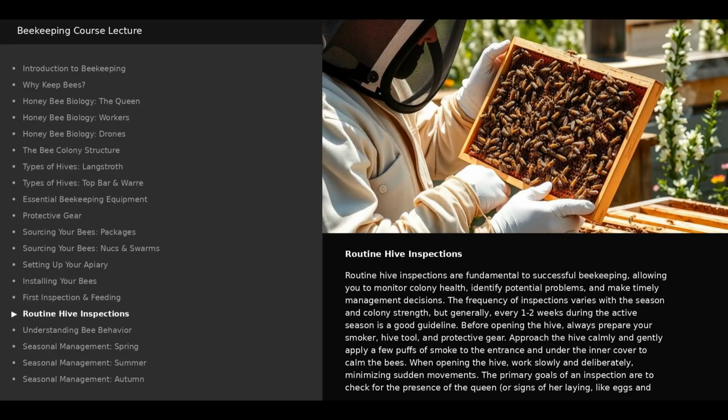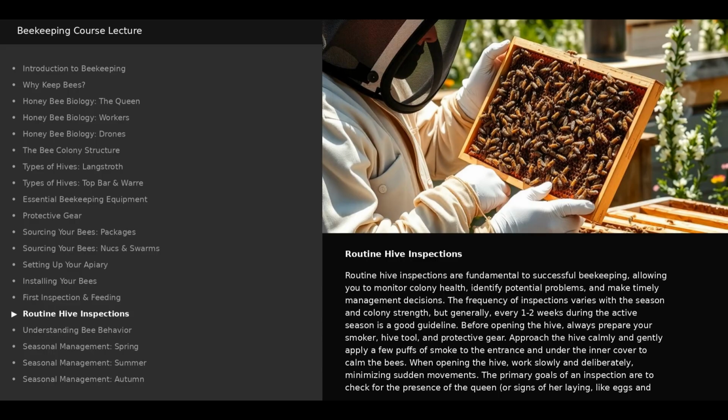Routine hive inspections. Routine hive inspections are fundamental to successful beekeeping, allowing you to monitor colony health, identify potential problems, and make timely management decisions. The frequency of inspections varies with the season and colony strength, but generally, every 1 to 2 weeks during the active season is a good guideline. Before opening the hive, always prepare your smoker, hive tool, and protective gear. Approach the hive calmly and gently apply a few puffs of smoke to the entrance and under the inner cover to calm the bees. When opening the hive, work slowly and deliberately, minimizing sudden movements.